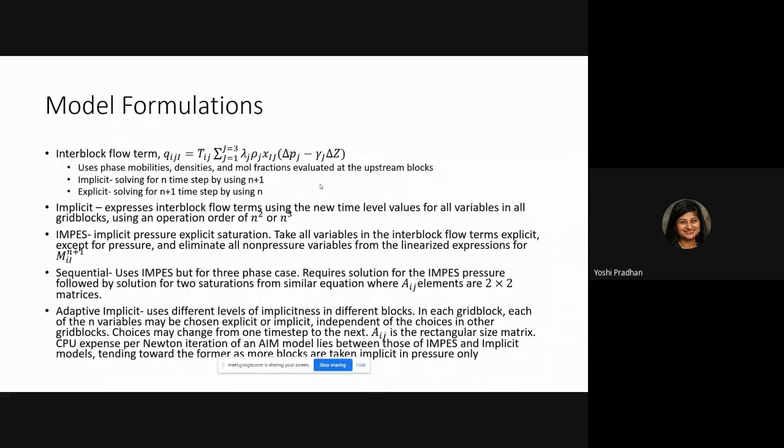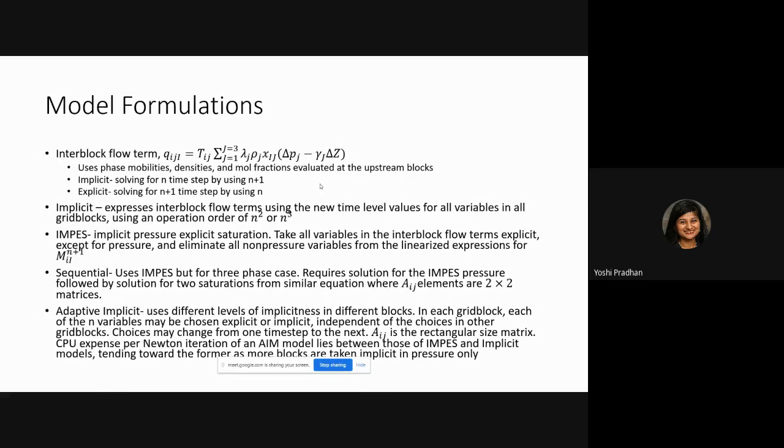IMPES is implicit pressure and explicit saturation. You take all variables in the interblock flow terms explicit except for pressure, and eliminate all non-pressure variables from the linearized expressions from n plus 1. So the mass component. And then you have a sequential method where you use IMPES, but for a three-phase case. It requires solution for the IMPES pressure, followed by a solution of two saturations from a similar equation, where A elements are 2 by 2 matrices.